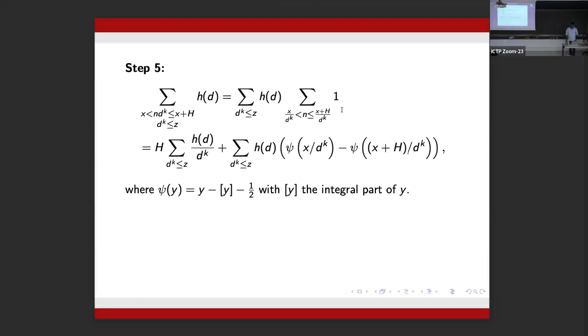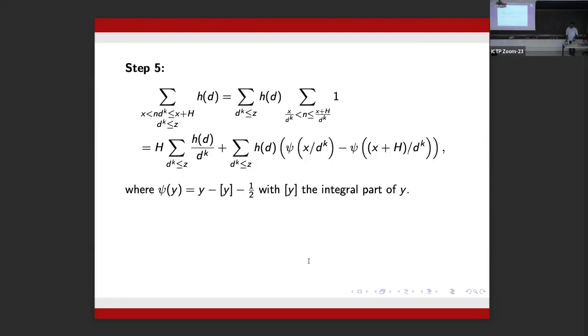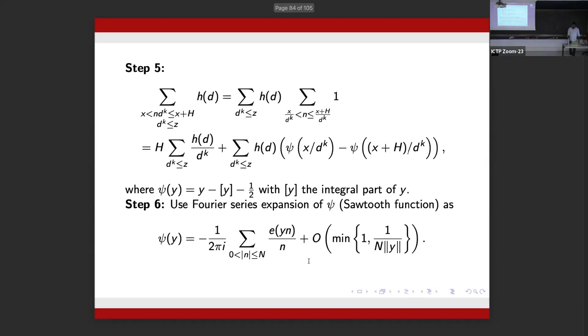Now we look at the structure of this short average sum. We can write it in terms of the main term, h times dk less than z, hd by d to the power k, plus some function in terms of this sawtooth function. The sawtooth function psi of y is defined by y minus the integer part of y minus half. This is how we define this function. Now we can estimate the Fourier series of this psi function. The tail part we write like that, keeping the first n terms. So n is our parameter, which we can choose depending on capital X later.